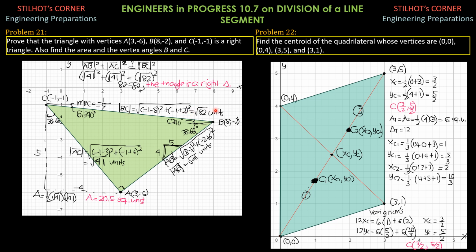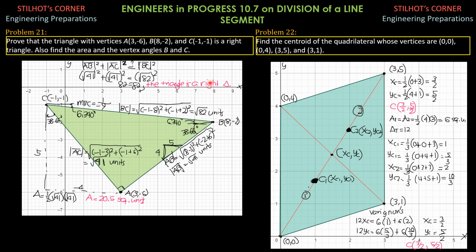Then let us show that it is a right triangle. In fact, it is an isosceles right triangle. So AB squared plus AC squared, is it really equal to BC squared? Square root of 41, which is AB, squared is 41, plus square root of 41 squared, which is AC, is also 41. 41 plus 41 is 82, and square root of 82 squared is 82. Therefore, because the lengths of the sides satisfy Pythagoras theorem, this triangle ABC is a right triangle.